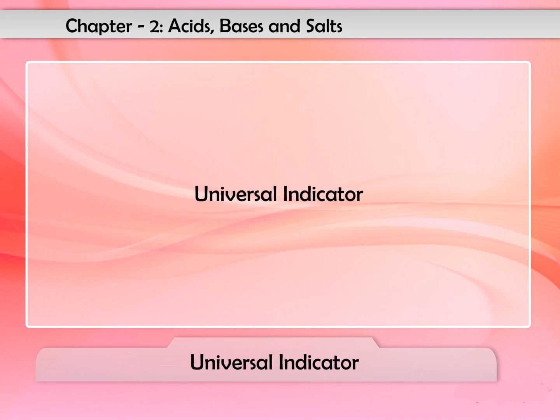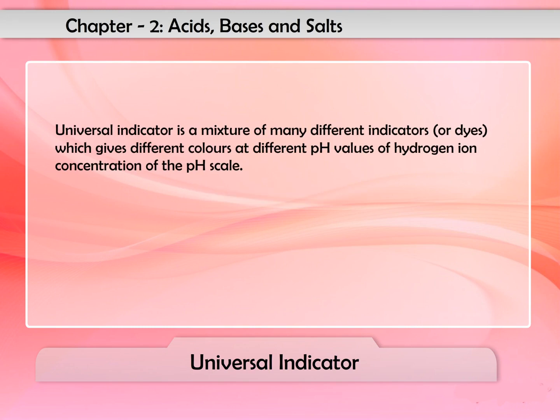Universal indicator. Universal indicator is a mixture of many different indicators or dyes which gives different colors at different pH values of hydrogen ion concentration of pH scale.